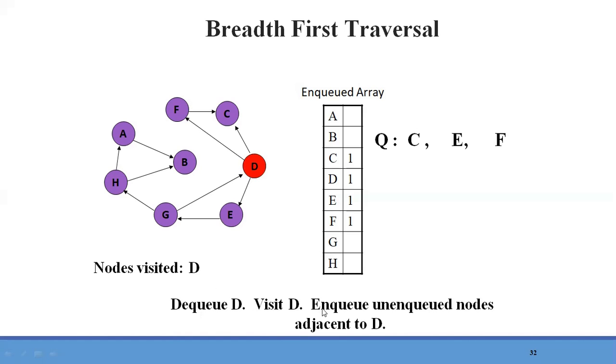And after this, we need to enqueue the unenqueued nodes which are adjacent to D. Now, which are the other nodes which are adjacent to D? Nodes C, F, and E. So, C, F, and E will be added in the queue. That means these will be enqueued as these are adjacent to our visited node D.